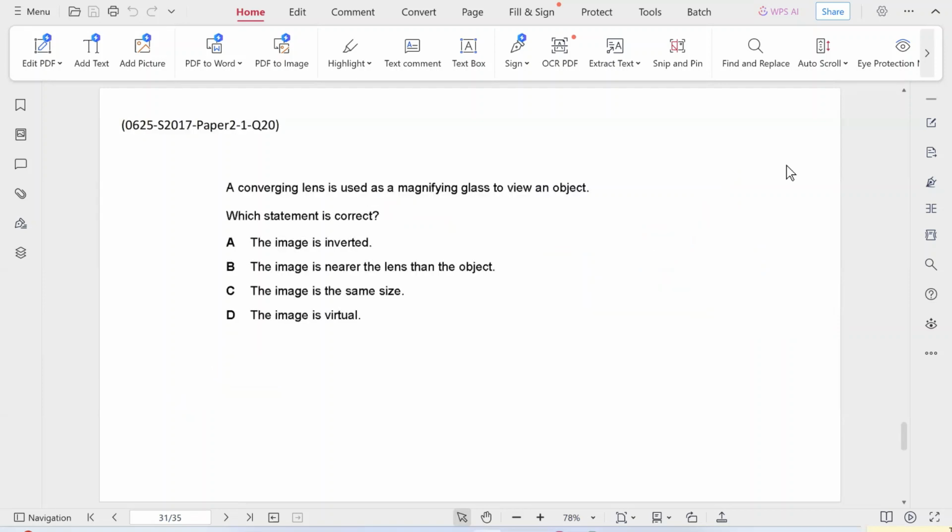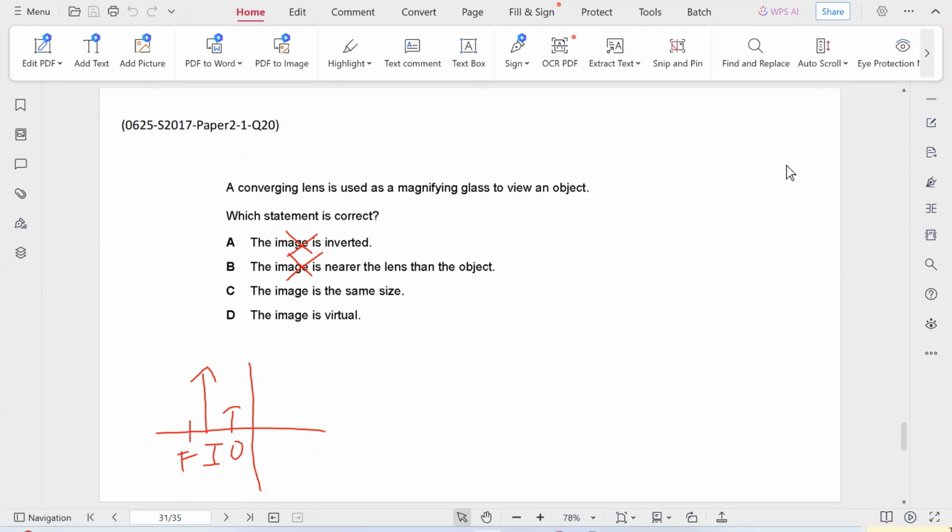A converging lens is used as a magnifying glass to view an object. Which statement is correct? So remember, this is the case of the magnifying glass. We have F here, the object is here, and the image is here. This is the object, and this is the image. So is it inverted? No, it's upright. Is it nearer the lens than the object? No, it's actually further away from the lens. It's behind the object. So this is incorrect.